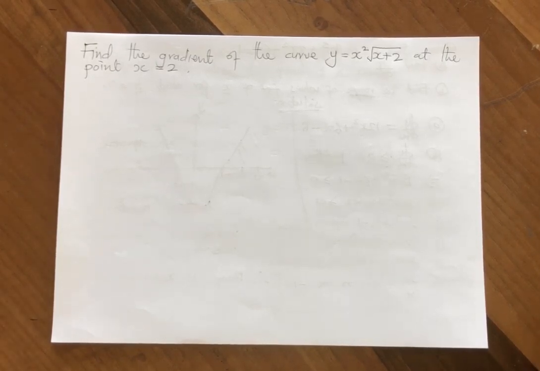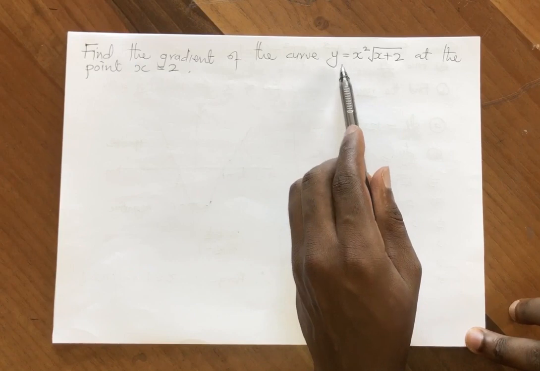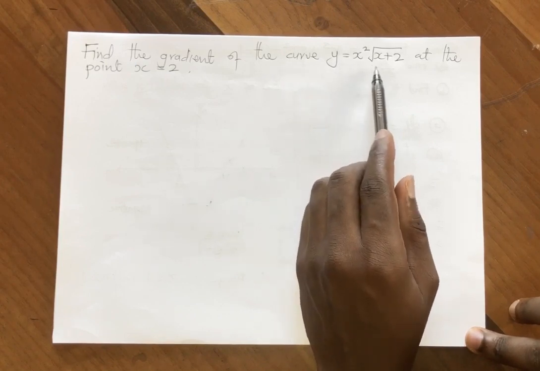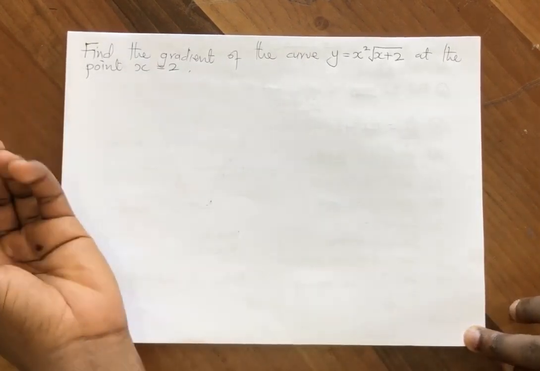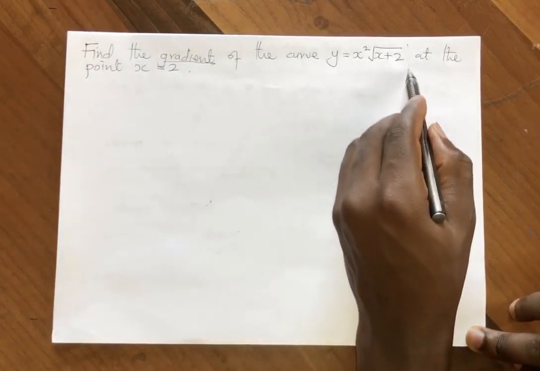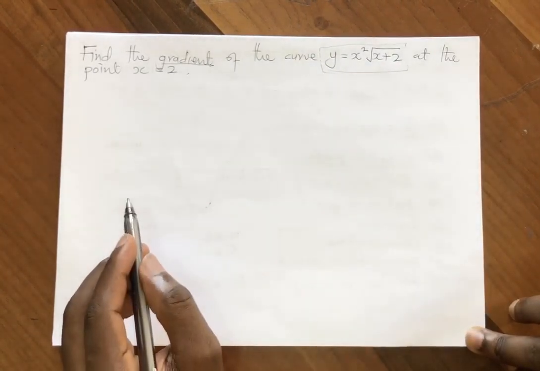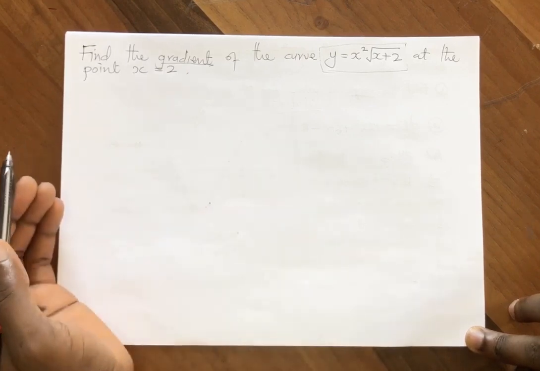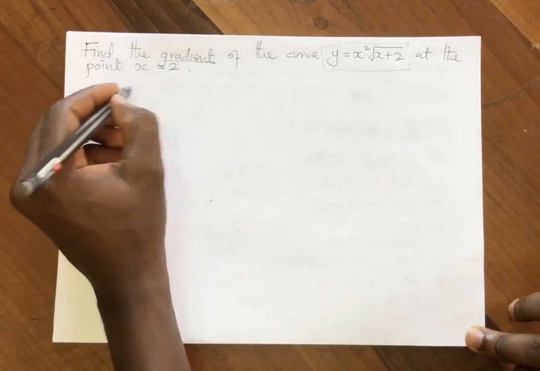Alright, so in this lesson, we shall apply more of the product rule to various questions. So let's start with this first question. Find the gradient of the curve y is equal to x squared root x plus 2 at the point given. So what are you to find? Gradient. But our interest is on this curve. This curve is a bit different. Why? Because it's not a simple curve to differentiate. It is the product of two functions, so we shall use the product rule to solve it.